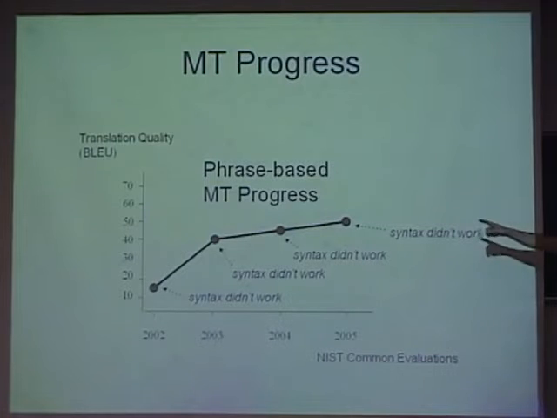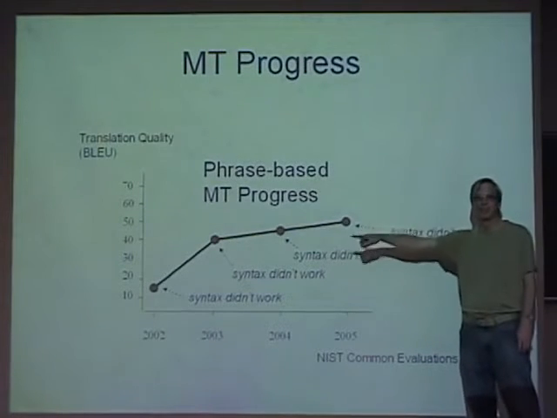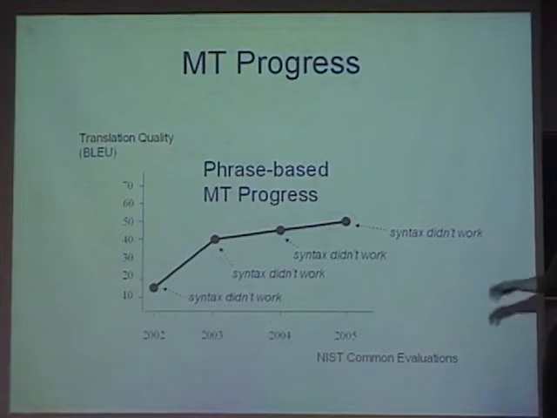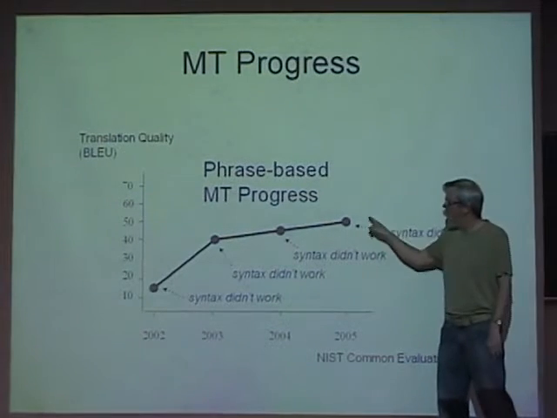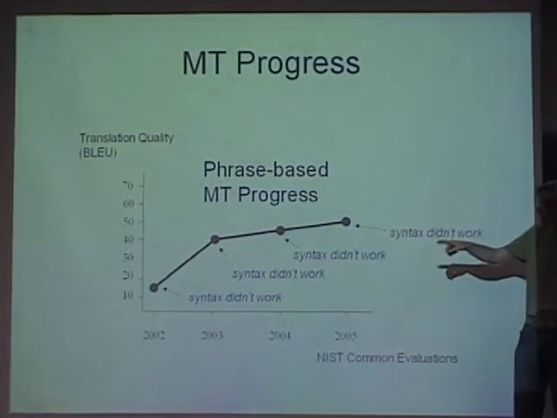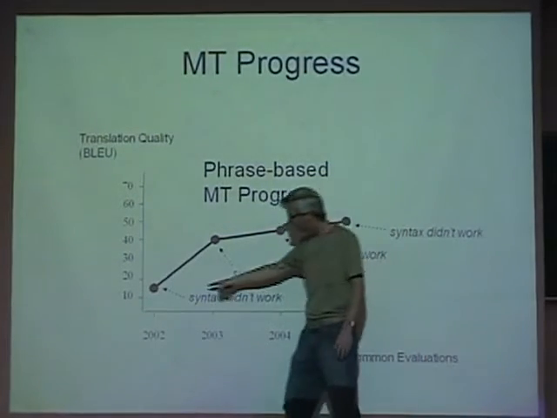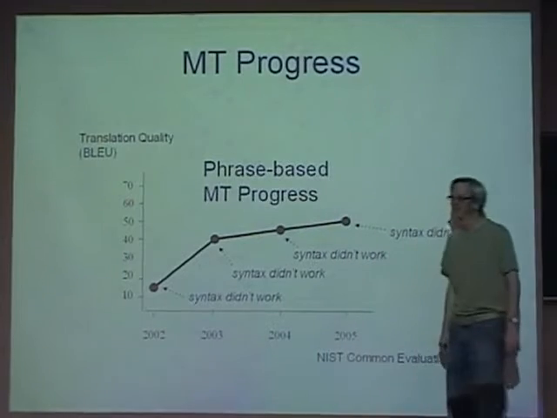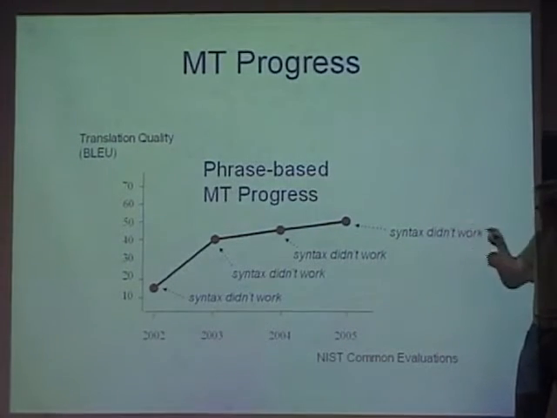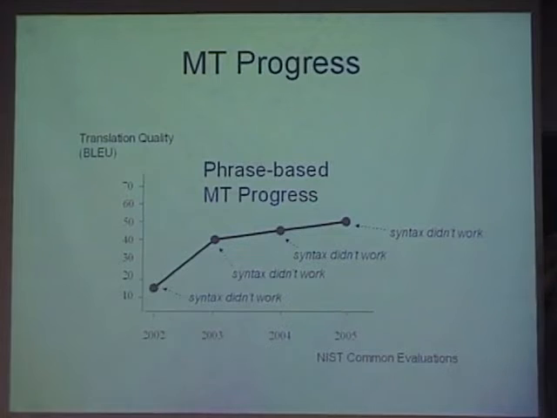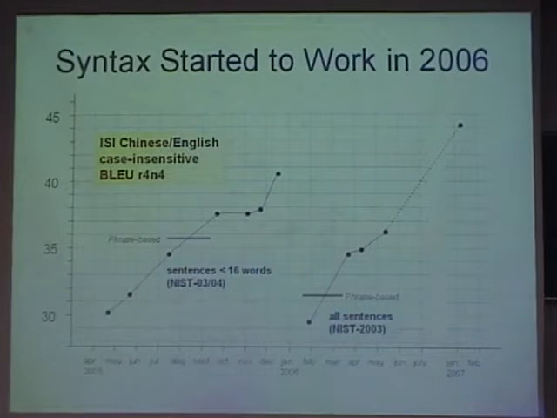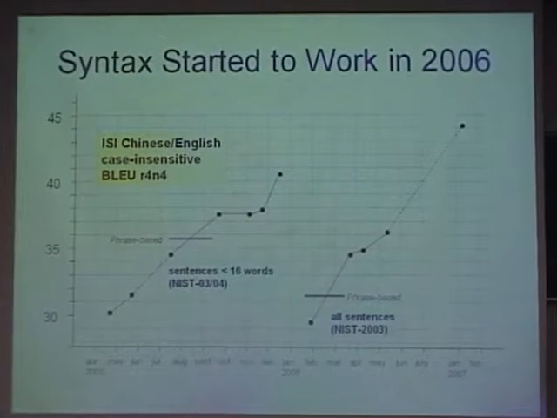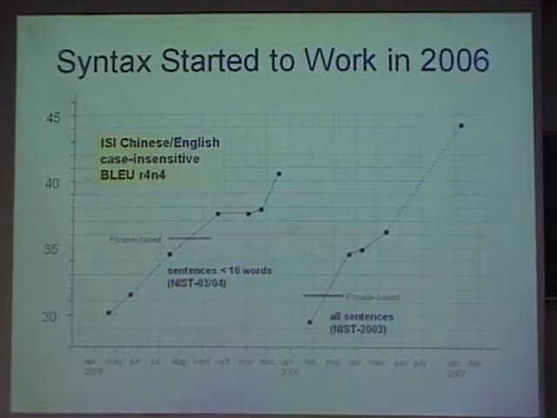Because in the phrase-based, this is just a copy of that phrase-based machine translation progress chart I showed you. So 2002, 2003, 2004, 2005, phrase-based systems made very good progress. And basically, there was a syntax system here, for example, built by us, that didn't work. There's another one built there, didn't work, that one didn't work, this one didn't work. So year to year, we have to say it didn't work. Okay, so last year was a good year for us because it started to work. So here's our story from last year.